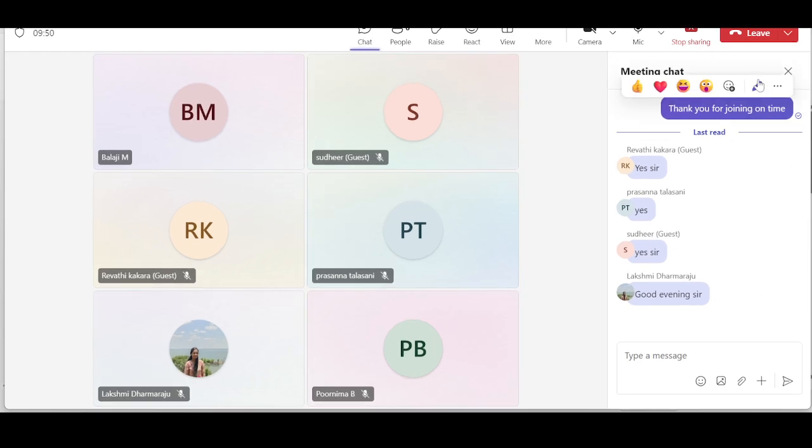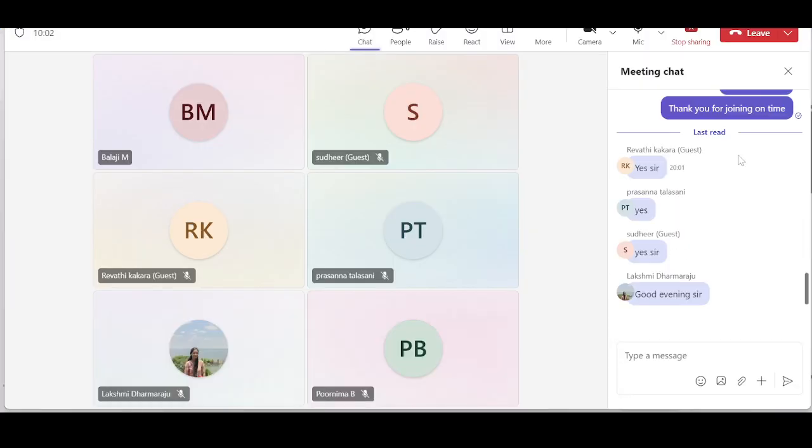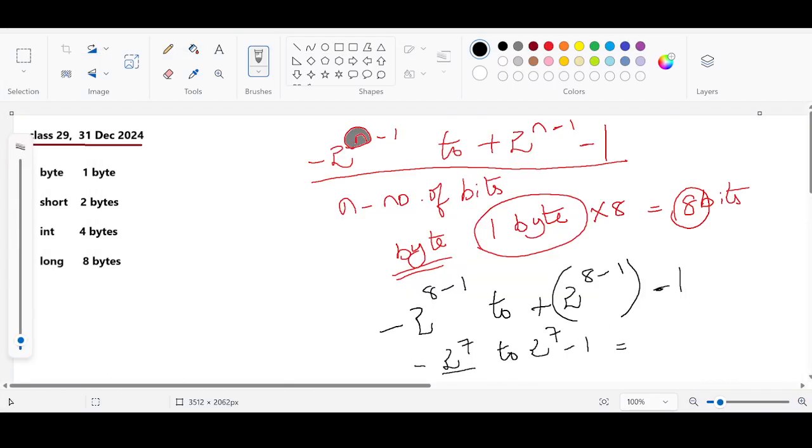Anyone? Mathematics, guys. What is 2 to the power of 7? Hello, am I audible? What value will you get for 2 to the power of 7? Sudhir, Revati, Prasanna, Lakshmi, Purnima. 128. Yeah.